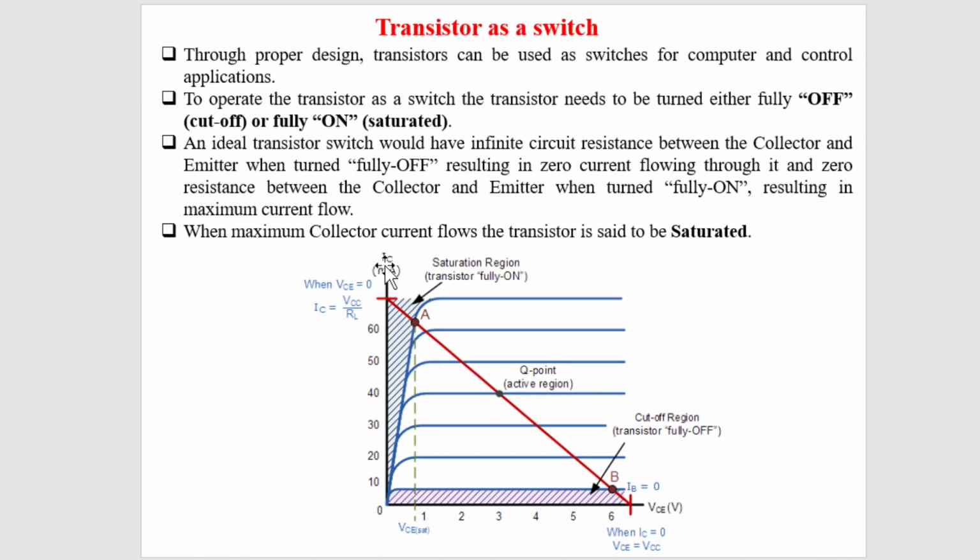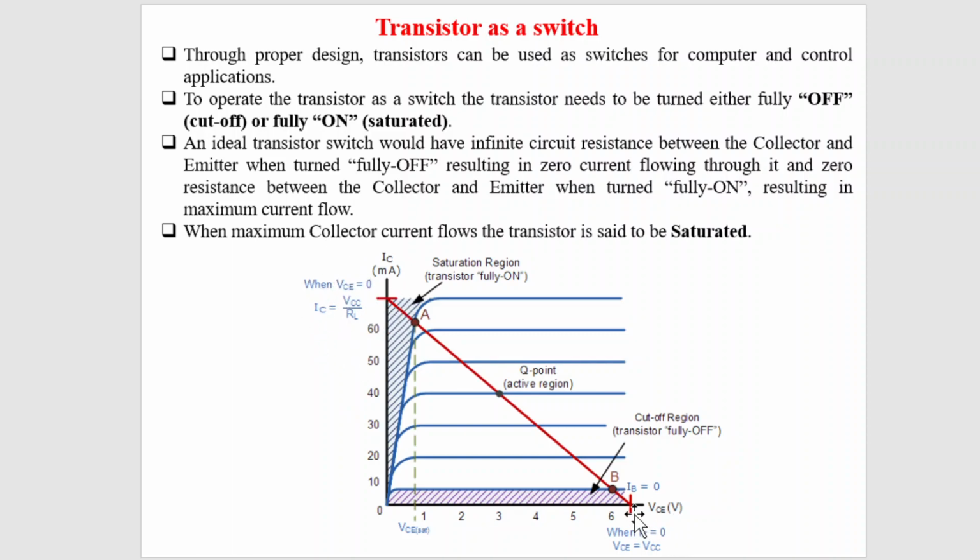And when the transistor is fully on, that means the transistor is in saturation region. In that case, the maximum possible value of collector current flows, and it happens only when VC is equal to 0. That means the voltage drop across the collector emitter junction is equal to 0, because the resistance becomes equal to 0. Then the saturation collector current is VCC upon RC, that is the collector resistance.